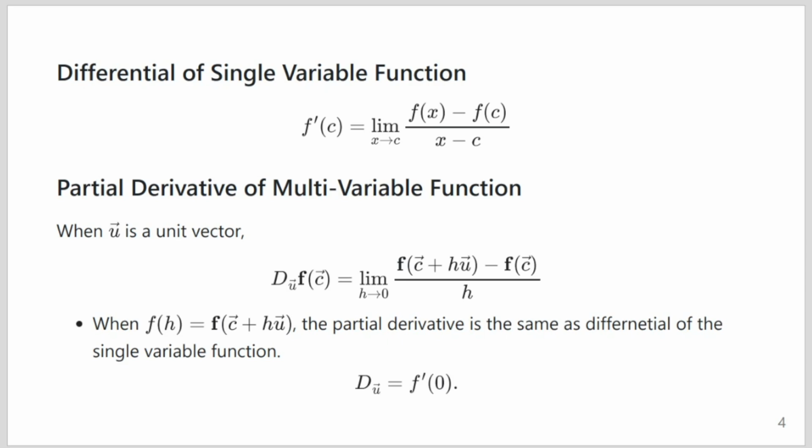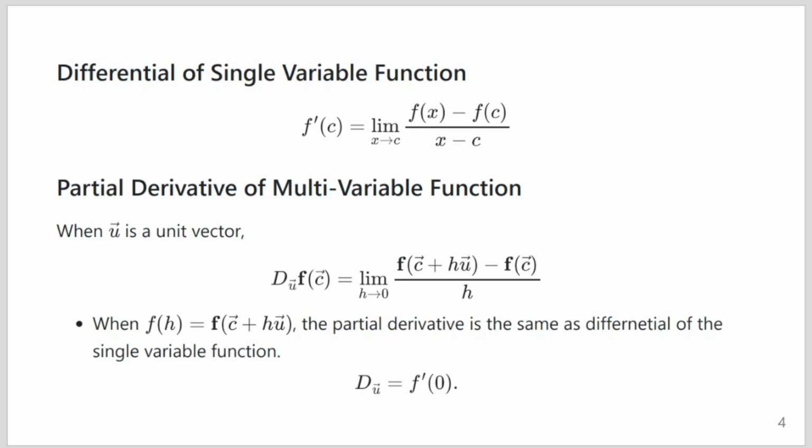The derivative of a single variable function represents how the function's value changes with respect to the input value. More specifically, it refers to the rate of change of the function value with a small change in the input value. This is obtained through a limit. In other words, it measures how fast the function changes at a specific input value.